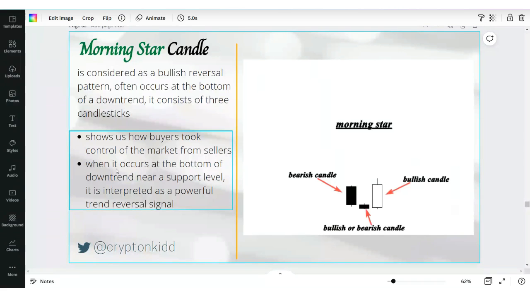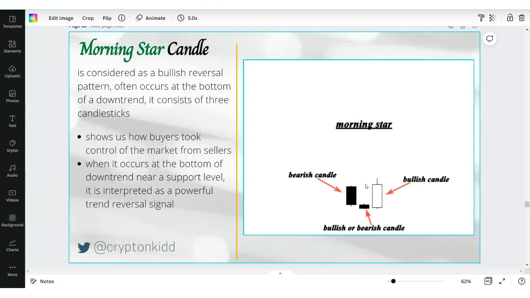All right, how do you interpret a Morningstar candle pattern? It shows you that buyers are about to take control of the market from the sellers, or it means that buyers are already taking control of the market from the sellers. Number 2, when you see it at the bottom of a downtrend and it happens to be near a support level, it is a powerful trend reversal signal, guys.